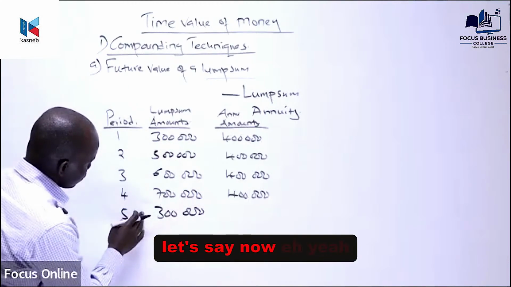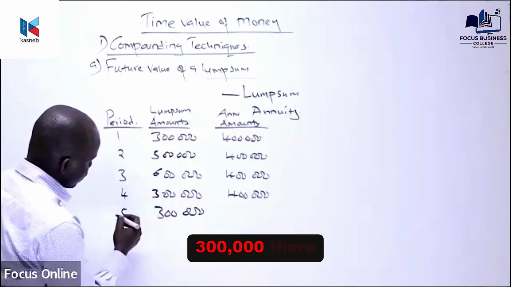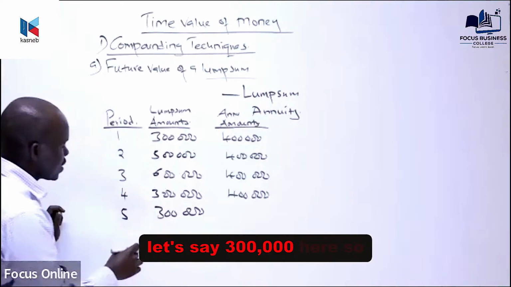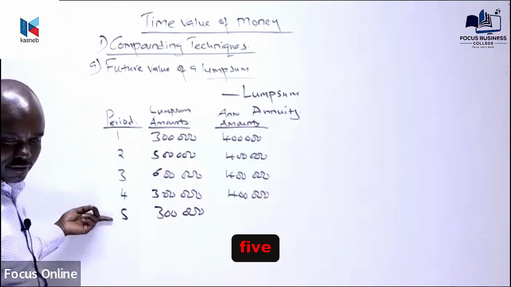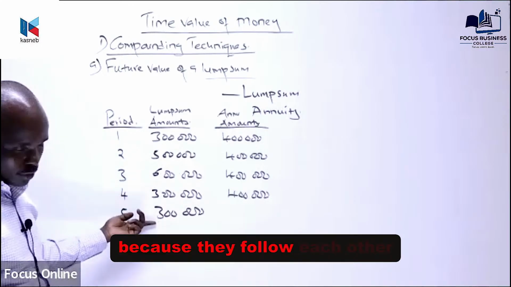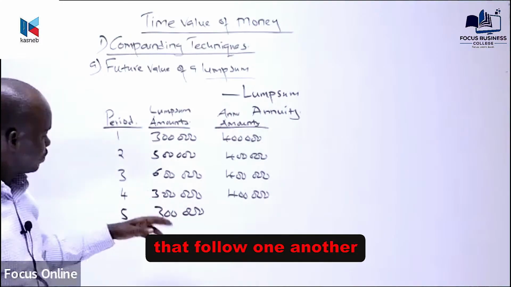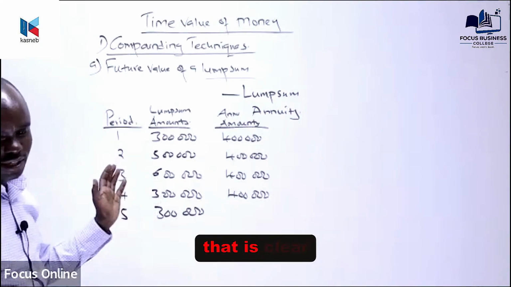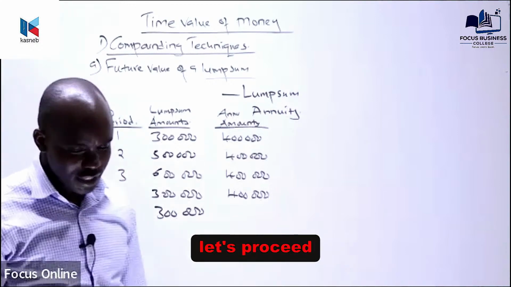Let's say now, yeah, 300,000 there. Let's say 300,000 here. So in year 4 and year 5, the 300,000 becomes an annuity because they follow each other. We have two 300,000s that follow one another, so they are annuities. I want to believe that is clear. That's okay? Okay, fine, let's proceed.